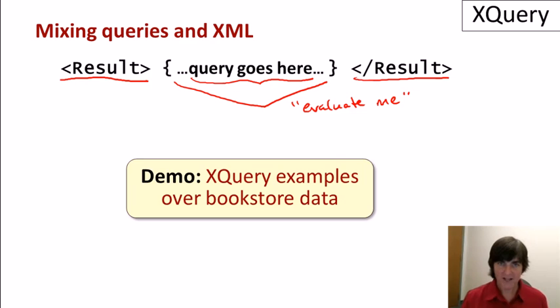At this point, let's move ahead to the demo. We'll once again be using our bookstore data, and we'll do a sequence of XQuery examples over that data. Again, we're not going to be comprehensive. XQuery is a big language, but we'll show the flavor of the language and a lot of its most useful constructs, and we'll be able to write some quite powerful queries.